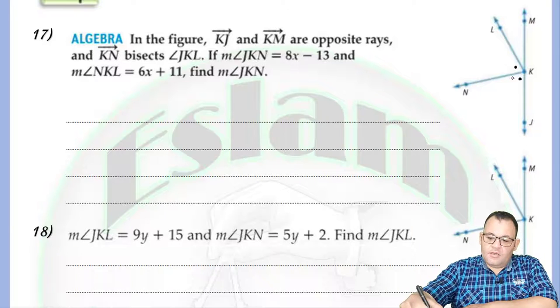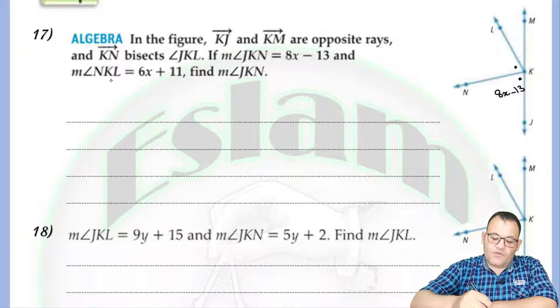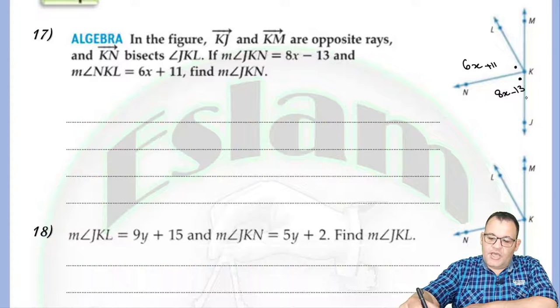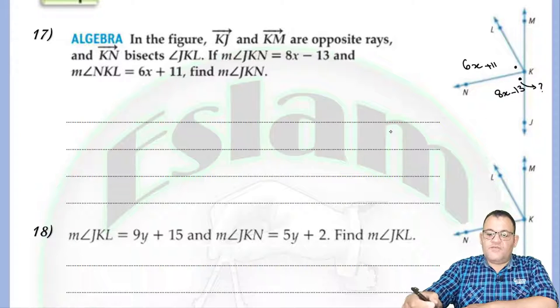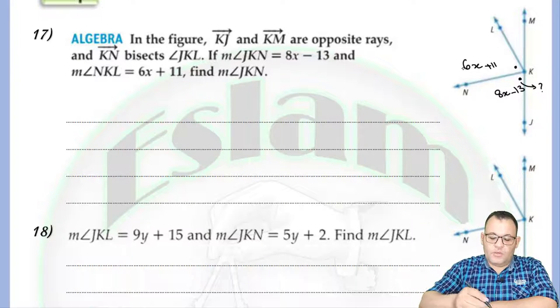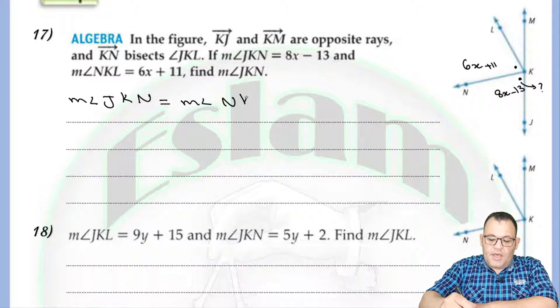Measure of angle JKN is equal to 8x minus 13. And the measure of angle NKL is equal to 6x plus 11. We need to find the measure of angle JKN. That's the angle that we need to find. At first, we said KN bisects angle JKL. Because it bisects, we have two equal parts. So we can say that the measure of angle JKN is equal to the measure of angle NKL. Then by using substitution, we have 8x minus 13 is equal to 6x plus 11.